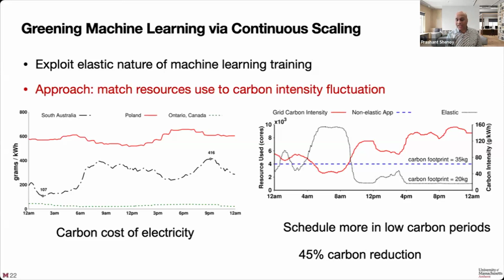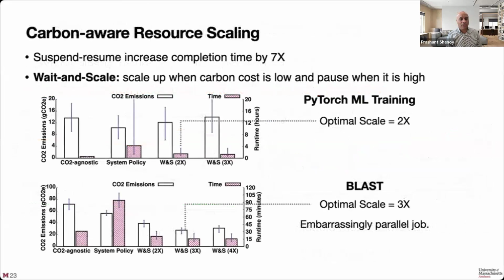And by using scaling as opposed to completely suspending the job, you can actually run it much faster and yet get reductions in your carbon intensity, carbon emission. Okay? And I'm going to show this in more detail on this slide here, which is talking about two applications: PyTorch machine learning training and BLAST, which is a scientific application.